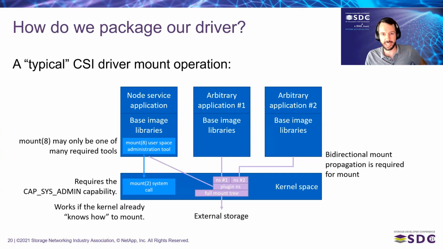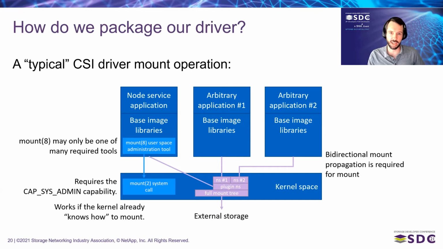Now, a typical CSI driver mount operation looks something like what you see here. You have the node service, which is running in a container, and the container image that it's based off of has a number of libraries that are in it. For example, if your driver is built into an Alpine container, you'll have the mount user space administration tool. So your driver can call that tool, and that tool can make a system call down to kernel space to actually mount some external storage to the node.